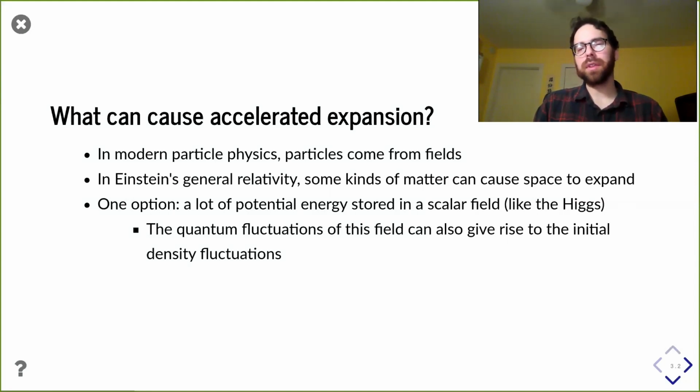It turns out one option for this is storing a lot of potential energy in a certain type of quantum field called a scalar field. This is exactly the same kind of field that the Higgs boson that was discovered a few years ago is. Yeah, it's a scalar field as well. And kind of for free, this idea gives you quantum fluctuations of the field. These can give rise to the initial density perturbations that we can see in the CMB, those tiny temperature fluctuations. They can come from this process as well.